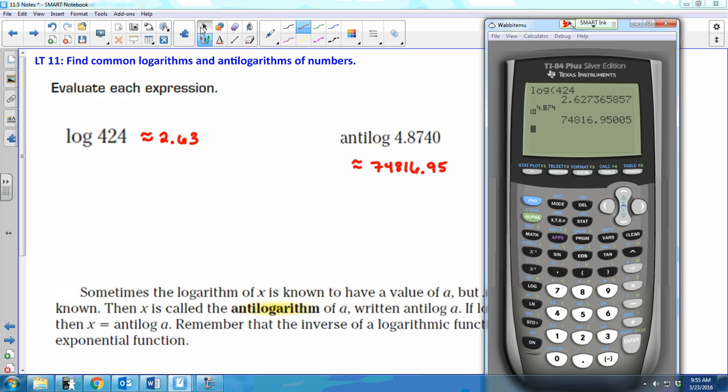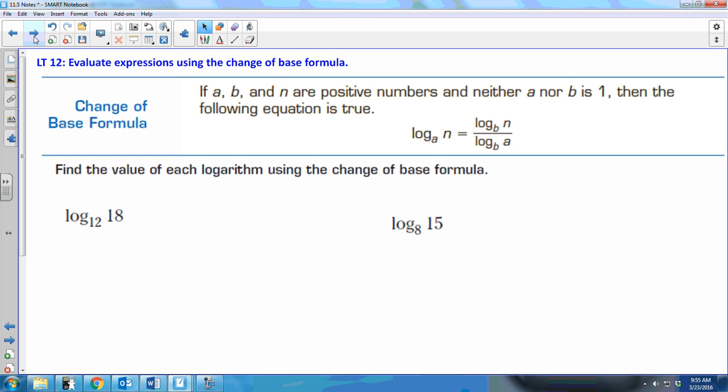Okay. In learning target 12, there is such a thing called the change of base formula. And this was way more useful before calculators got really smart. Back when I was in high school and college, before the calculators got updated, I didn't have a log base button in the calculator. I could just type a log in. So everything was based on common logs. So if I wanted to find the log base 12 of 18, for example, I would need to use log base 10 to find that.